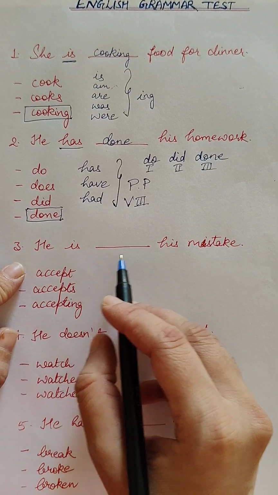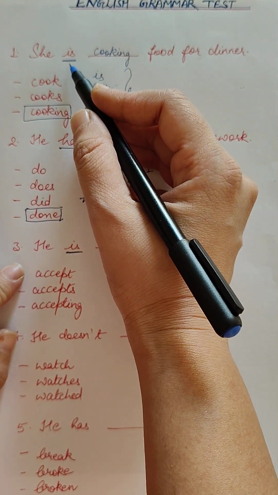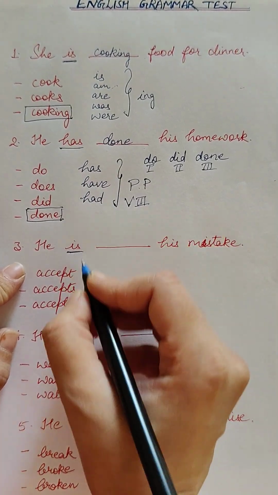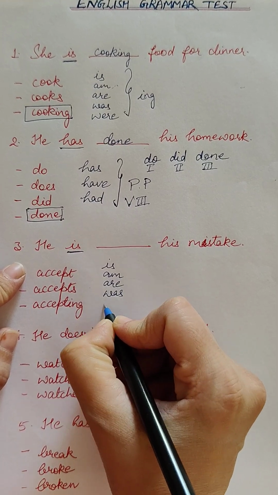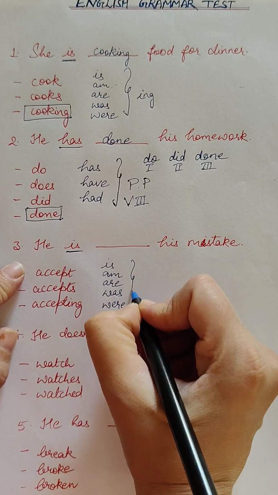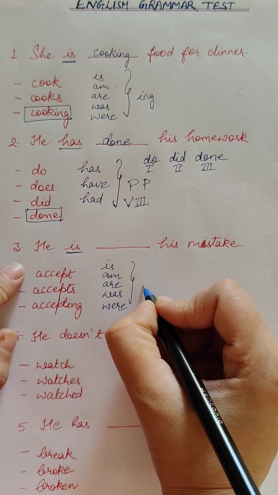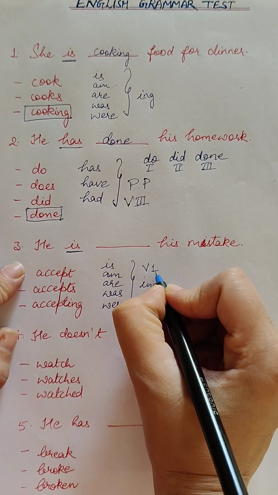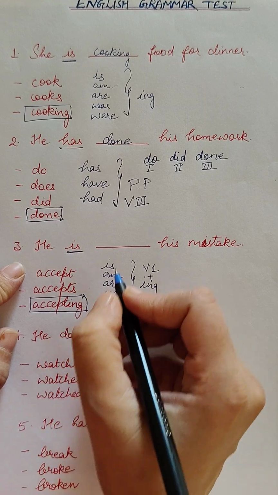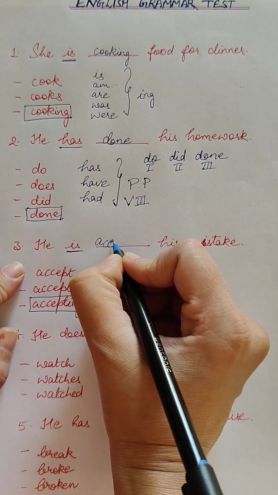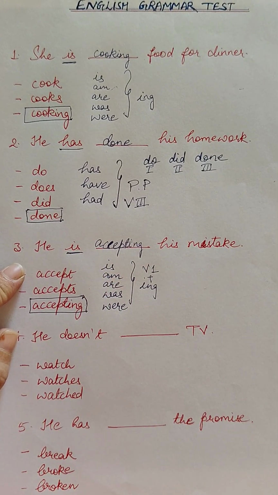Now next is he is blank his mistake. Again we have the keyword is here, like question number 1, and after is what we are going to fill. If is, am, are, was, were, any of them is given before blank, we will use the verb's first form plus ing. So accepting is the correct answer. He is accepting his mistake.